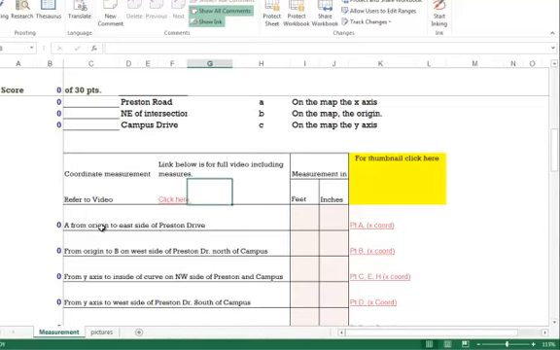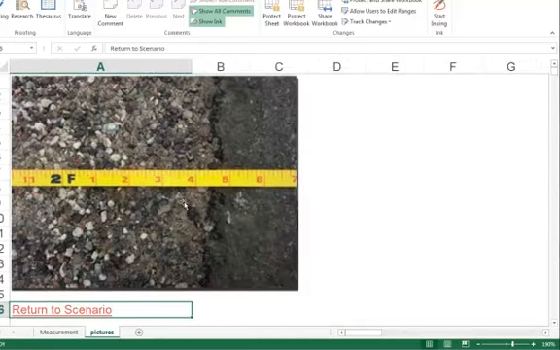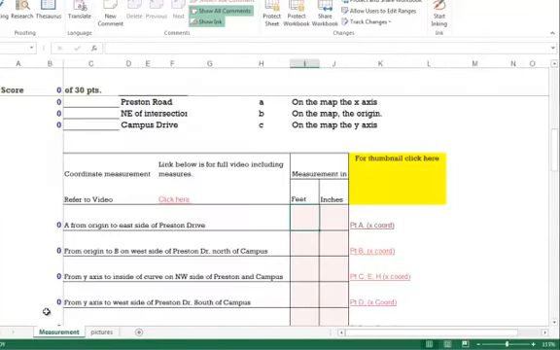So from the origin to the east side of Preston Drive, if you look at this picture here, you'll see the tar starts right here, and it appears to be 2 feet 5 inches. So I return to the scenario, and I put in 2 feet 5 inches. And so you do that for each of the other points here.